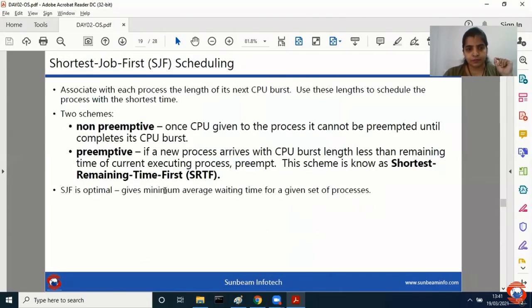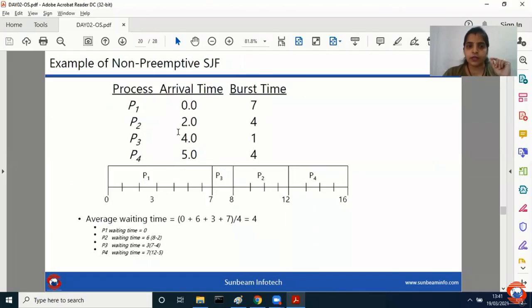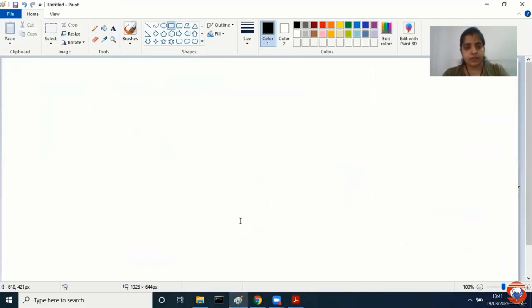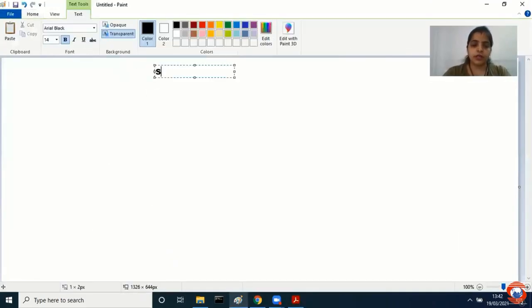For example, in case of shortest job, there are two things which are considered. Let us assume I have P1, P2, P3, P4, with burst times 7, 4, 1, 4. And in the case of shortest job first, one more factor is given, called arrival time. Let us try to draw the diagram. First I will explain shortest job first, non-preemptive.